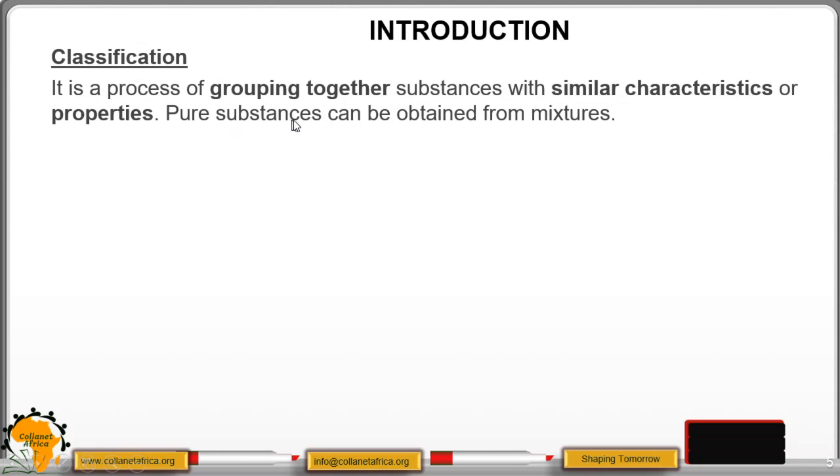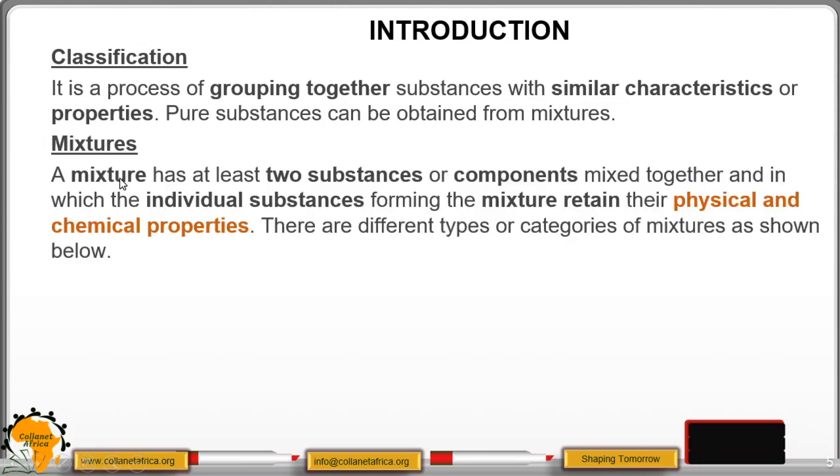Pure substances can be obtained from mixtures. A mixture is defined as a substance which has two or more components or substances mixed together and in which the individual substances forming the mixture retain their physical and chemical properties. Good to note that. There are different types or categories of mixtures as shown below.